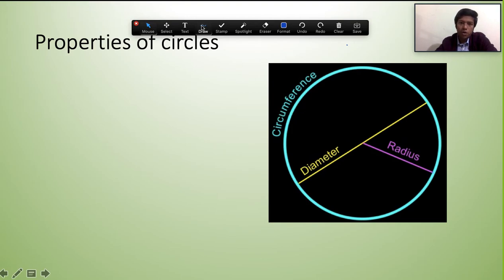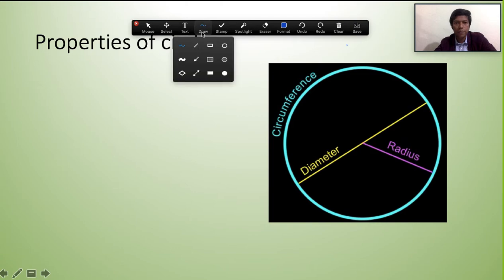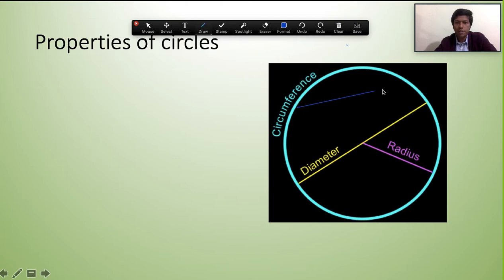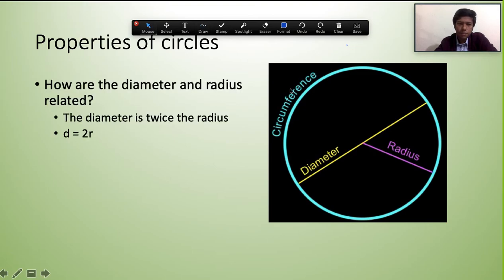Chord is not given here. A chord is any other line which touches two different points of the circumference but does not go through the center. Then it is called a chord. So these are the definitions of a couple of things about the circle.